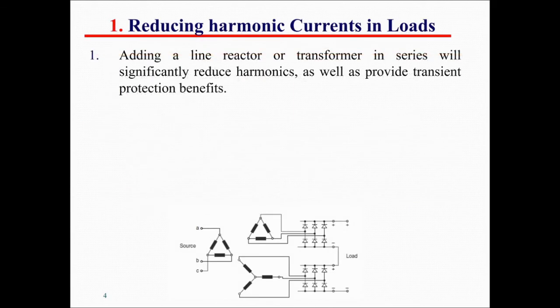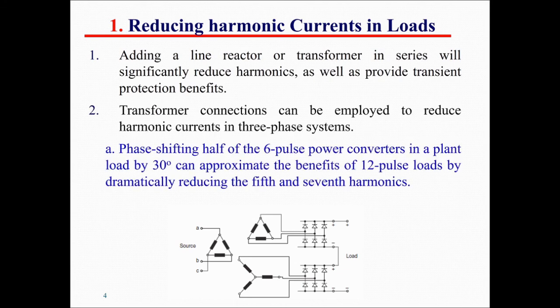produced by the load. We can reduce the harmonic current produced by the load by either adding a line reactor or a transformer in series, since that will significantly reduce the harmonics, as well as provide transient protection benefits. So we can reduce the harmonics by adding a reactor or by adding a transformer, because actually the transformer is a very large reactor.